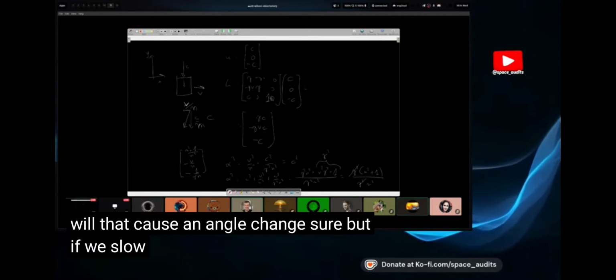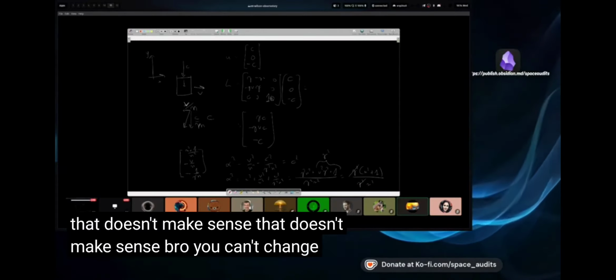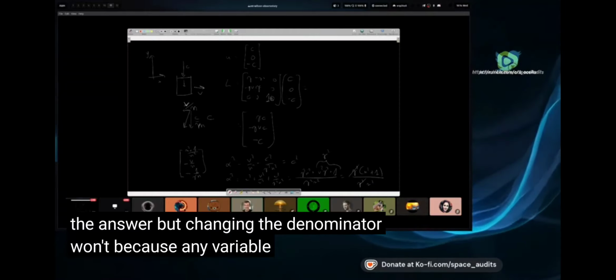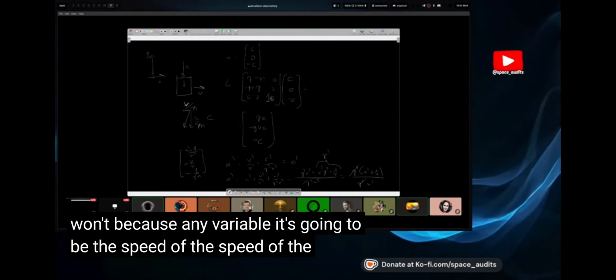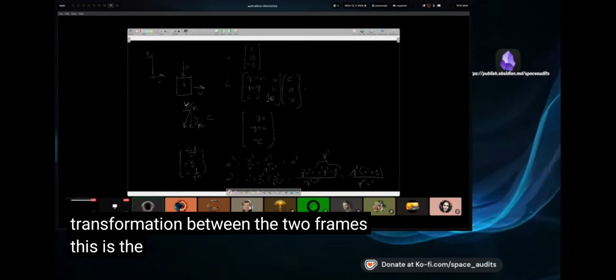Sure. But if we slow down C, you're saying it doesn't? Doesn't make sense. That doesn't make sense, bro. Changing the numerator will change the answer, but changing the denominator won't. Because the speed of the telescope is the only thing that matters for the transformation between the two frames. This is literally the only parameter.